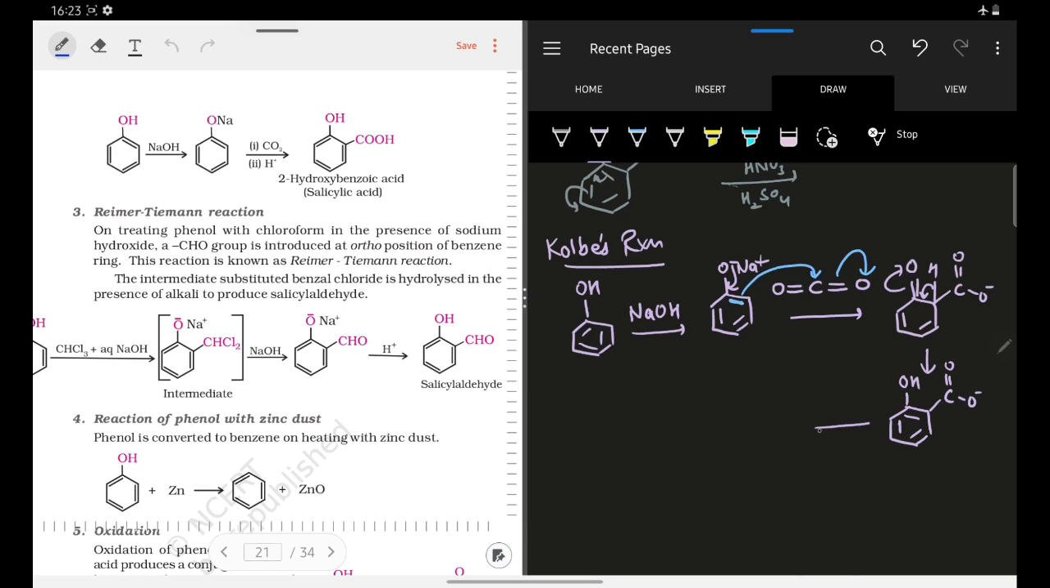So when you protonate it, here they have shown that in the second step you add a proton, right. So when you protonate it, this carboxylic acid group will get protonated. So what is the product formed? The name of the product is salicylic acid, okay.